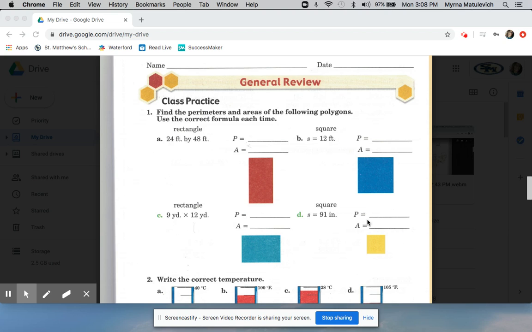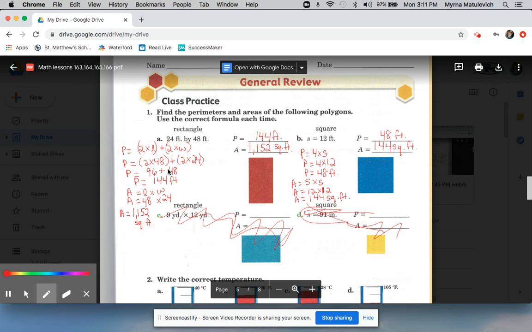Lesson 165, General Review. Find the perimeters and areas of the following polygons. Use the correct formula each time. And you have to remember to use your formulas. This is the formula for the perimeter of a rectangle, formula for the perimeter of a square, formula for the area of a rectangle, formula for the area of a square.